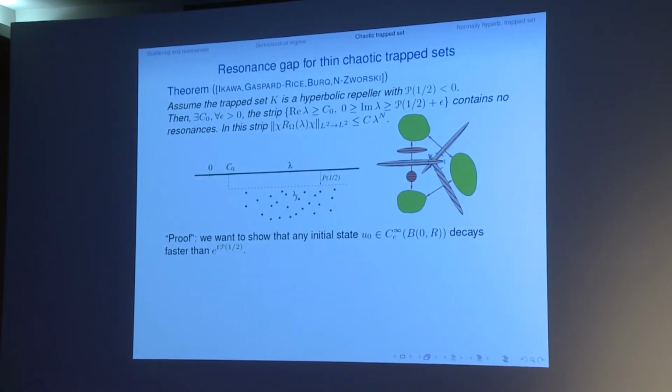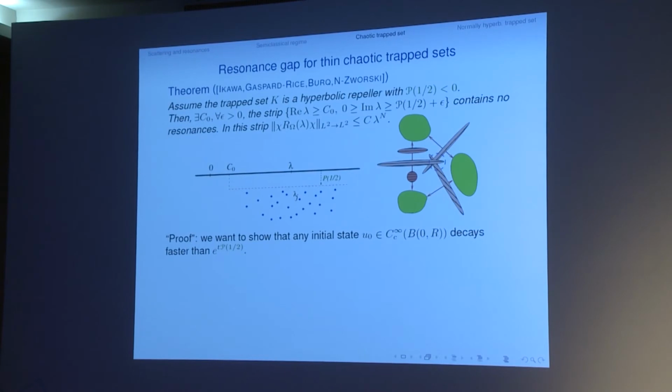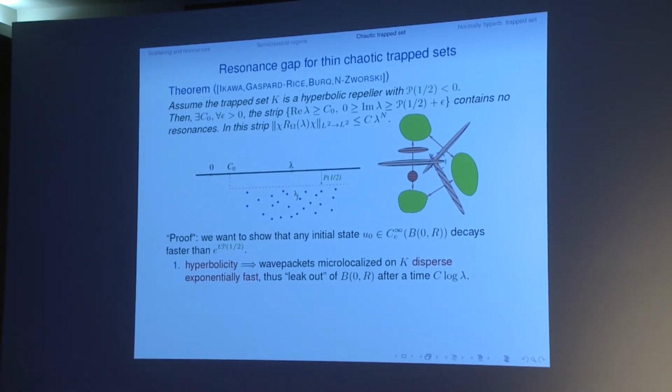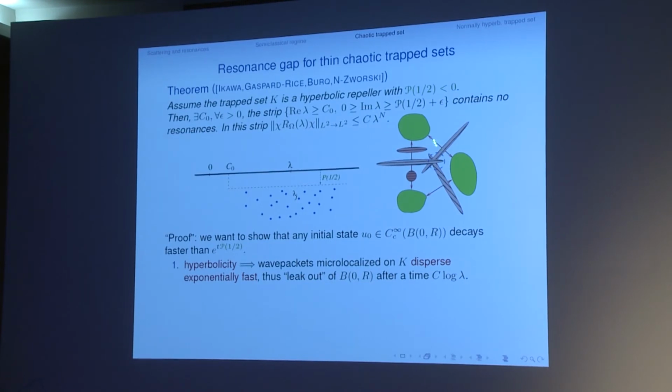So the proof, I will not show the full proof, of course, but try to give an idea. To show this gap, we have to show that any initial state at high frequency decays faster than this factor e to the t to the pressure. Any initial state at around frequency lambda can be decomposed into wave packets. So let's see what happens to wave packets. A wave packet along the trapped set will evolve. This is the initial wave packet. Then it will evolve and spread along the unstable direction, and after some logarithmic time, it will exit the ball, the interaction region, because it will have size of order unity. So this is what happens to individual wave packets.